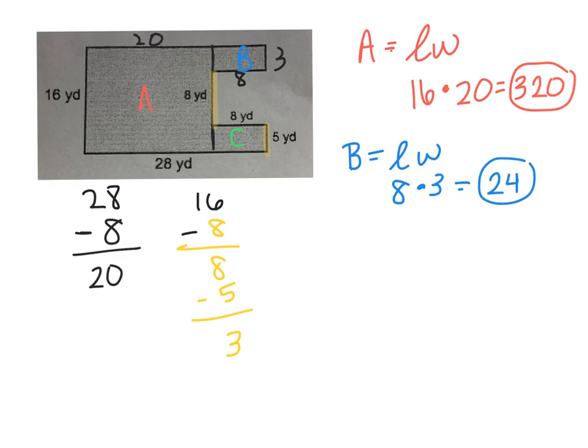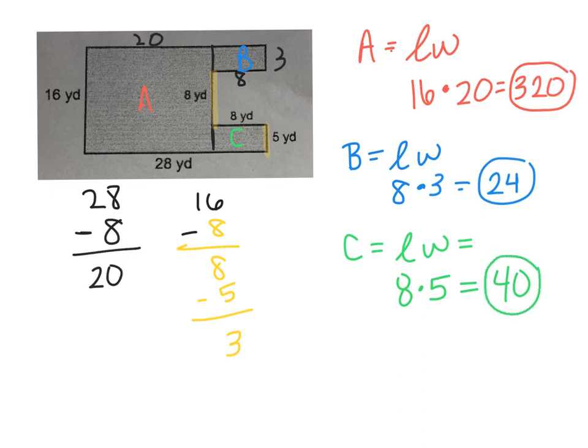Finally, I have rectangle C. Again, it's a rectangle, so length times width. Okay, they did give me both side lengths for this one. They've got 8 right here and 5 right here. So 8 times 5, which is 40.